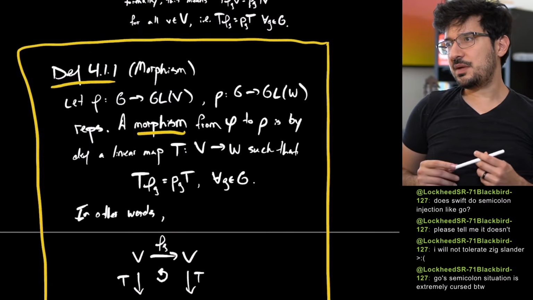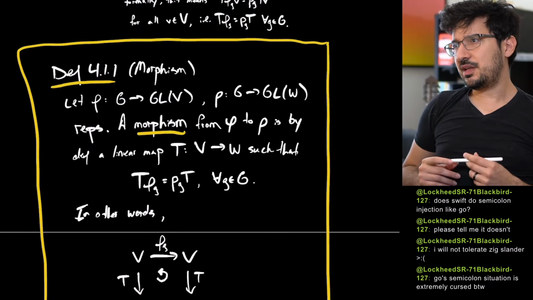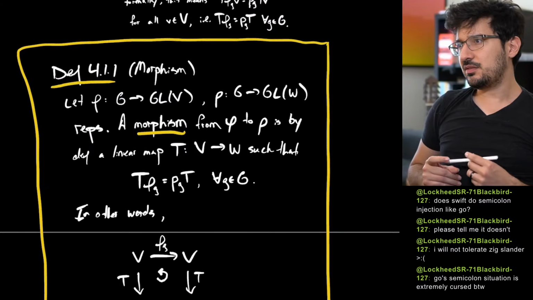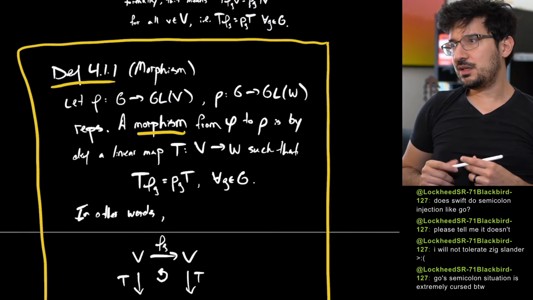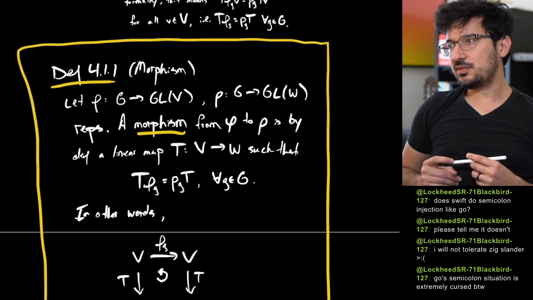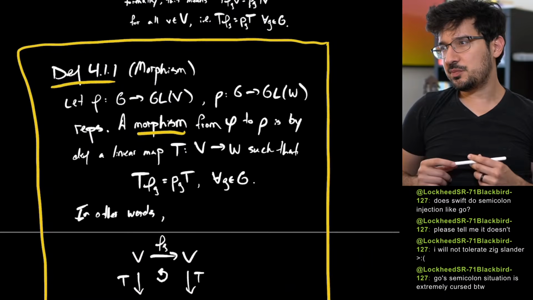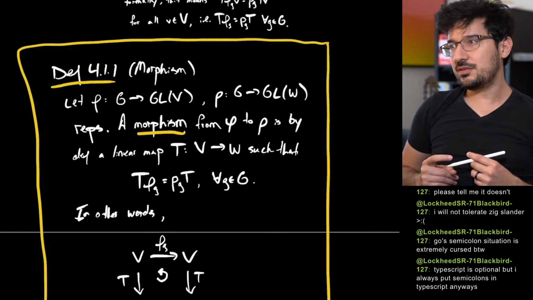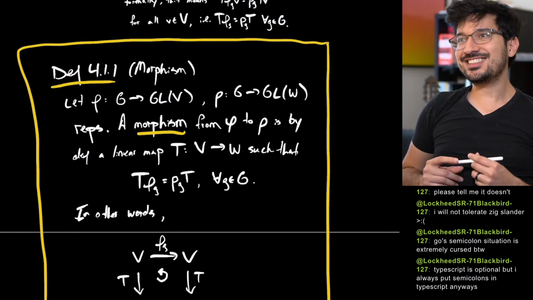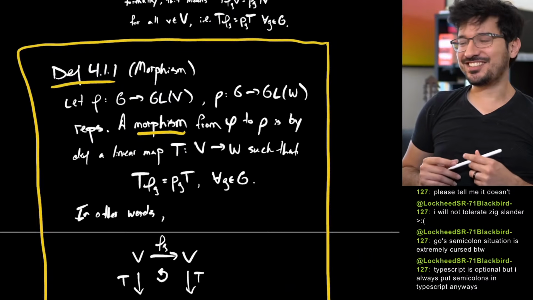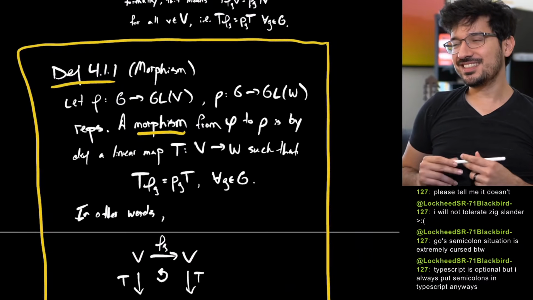Does Swift do semicolon injection like Go? Please tell me it doesn't. I don't know what that means. Go semicolon situation is extremely cursed. TypeScript is optional, but I always put semicolons in TypeScript anyways. Just get you like, oh, it's so much nicer not to have the stupid semicolons.